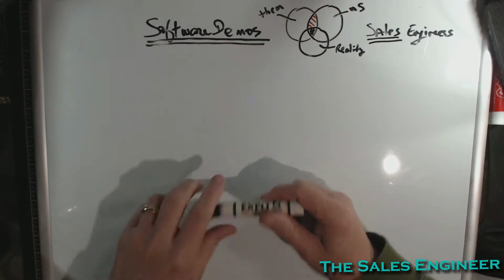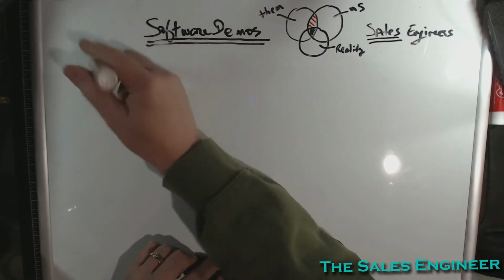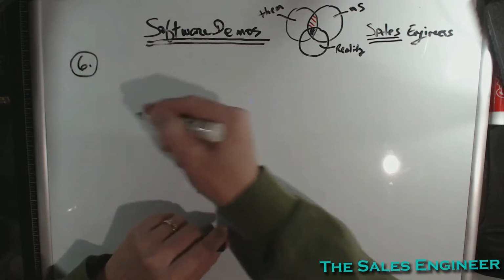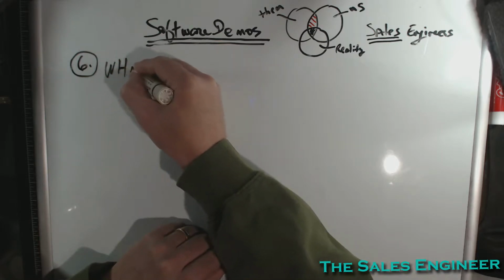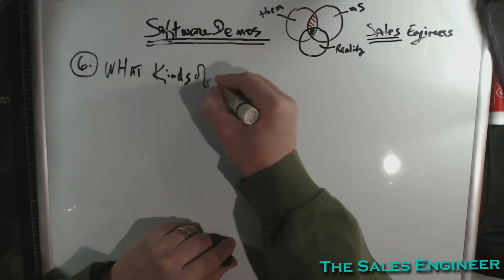So let's get into what I believe is where we left off at 5. The sixth thing: what kinds of demos are there?